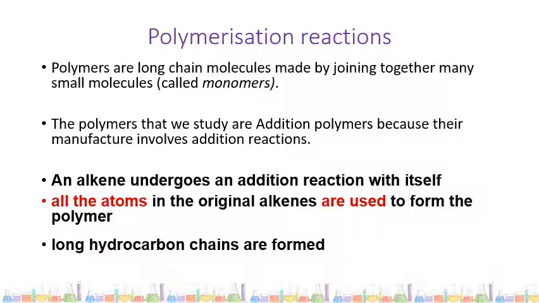Another example of an addition reaction can be polymerization. Polymers are long chain molecules made up of small repeating units. The ones that we're going to look at now are addition polymers because they occur when an alkene undergoes an addition reaction with itself. All of the atoms in the original alkene are used to form the polymer. So there's no other product. There's no byproduct, no co-product, just the polymer. And what we get is long chain hydrocarbons.